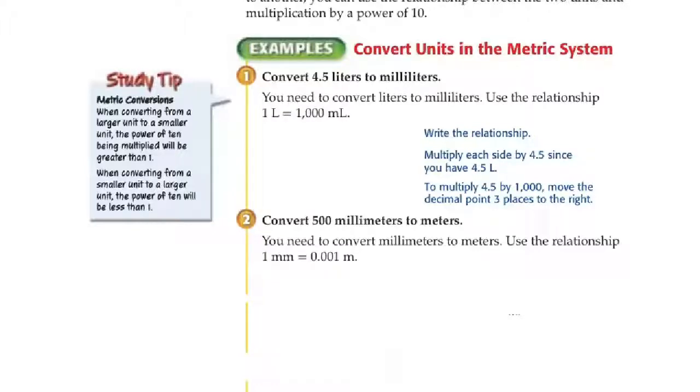We're going to do some conversions here. To change a metric measure of length, mass, or capacity from one unit to another, you can use the relationship between the two units and the multiplication by a power of 10. So for example, let's convert 4.5 liters to milliliters. You need to convert liters to milliliters. Use the relationship that 1 liter equals 1,000 milliliters. So if we write that down, 1 liter equals 1,000 milliliters, that is our relationship.